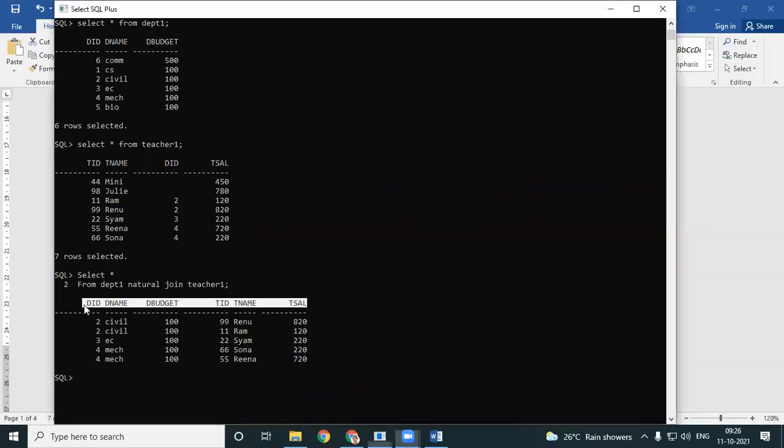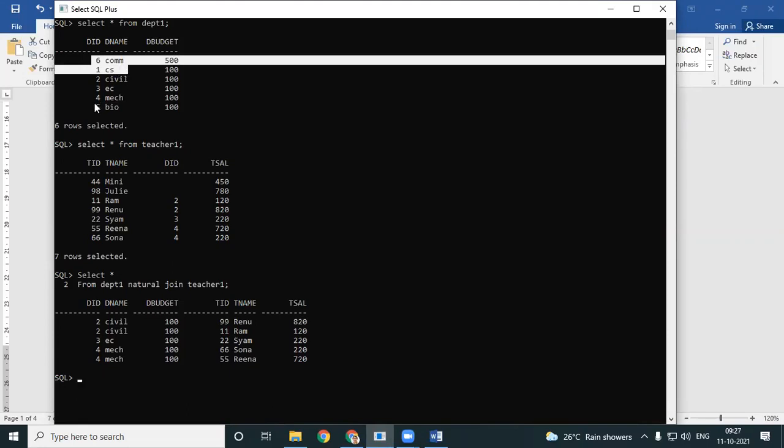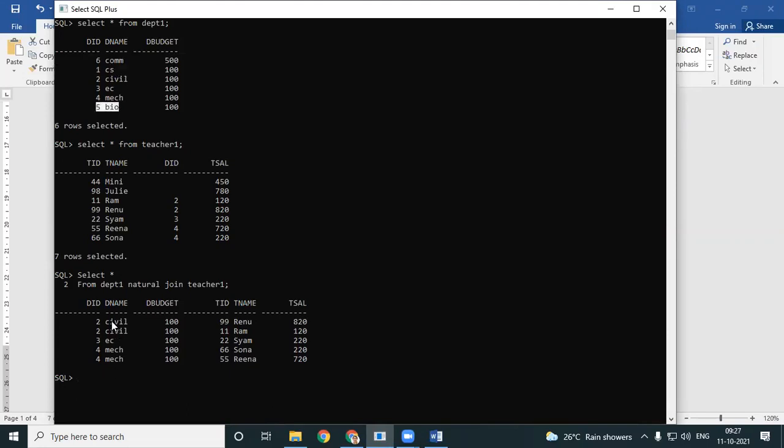Let us look into the entries. We are very clear about how the columns happened. The common thing comes first, and then all the other remaining things without a repetition. Now look here. You have commerce, CS, civil, EC, mech, and bio. But if you look here, some things are missing. Commerce is missing, CS is missing, and even my bio is missing. If you look here, you have only civil, EC, and mech. Let's wait. We'll find out why it did happen.